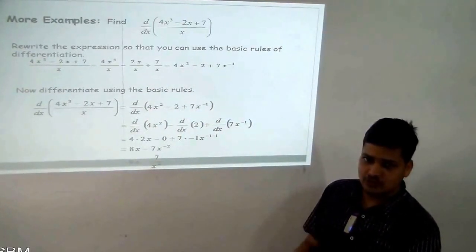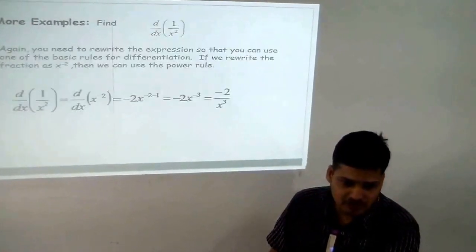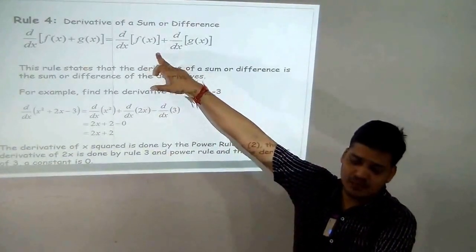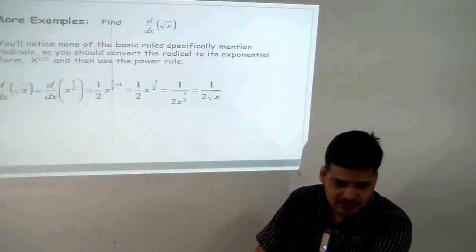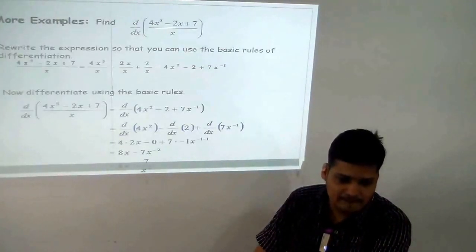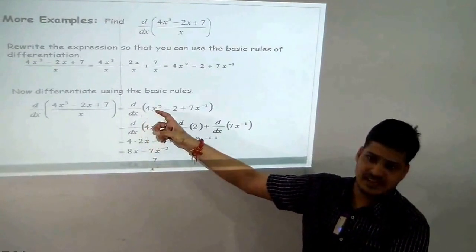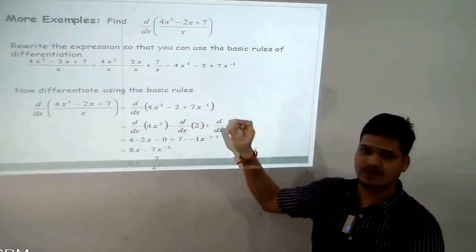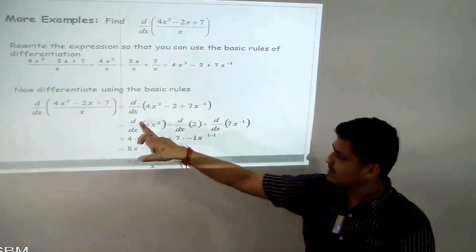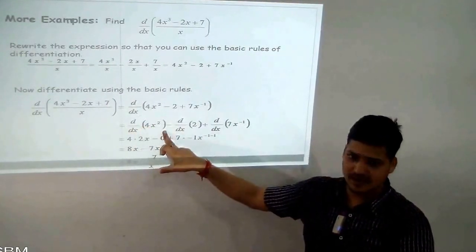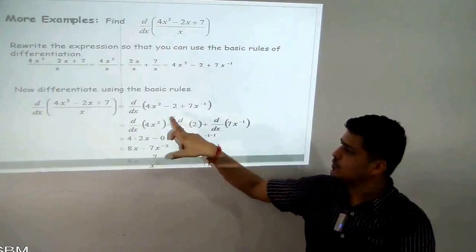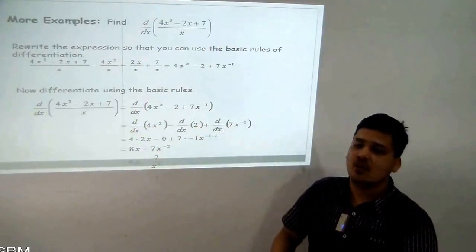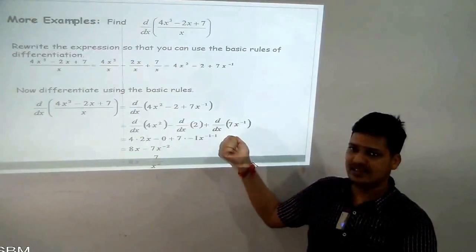We need to apply the formula that we have seen. This is the formula, and the same formula we need to apply over here. So we have d/dx of 4x square minus d/dx of 2, plus d/dx of 7x to the power minus 1. Over here we can see that.